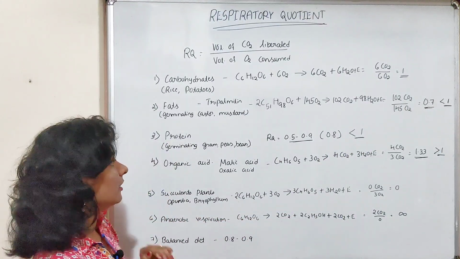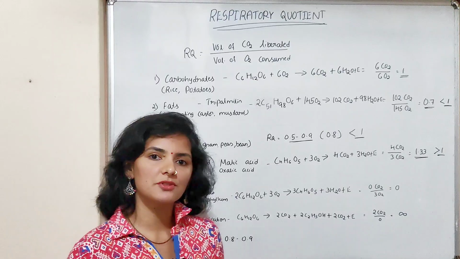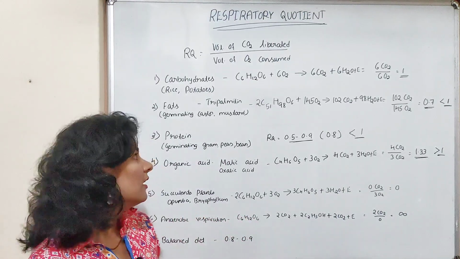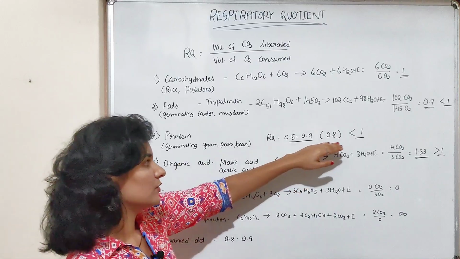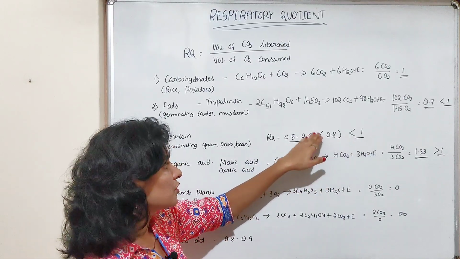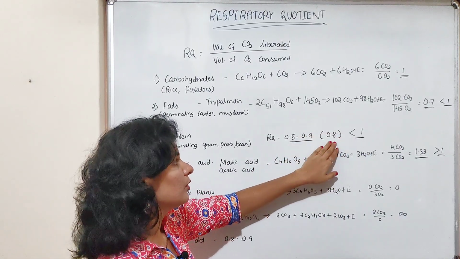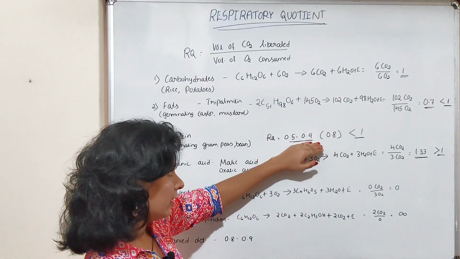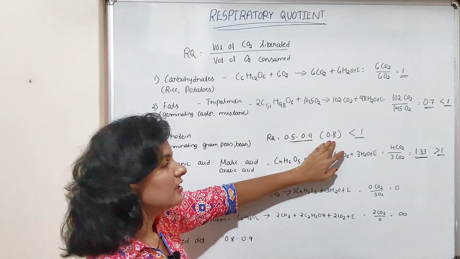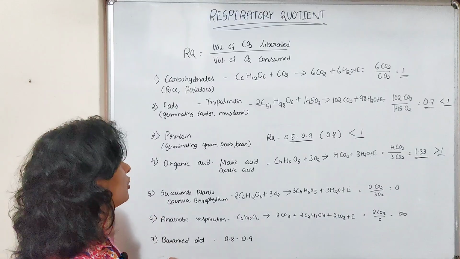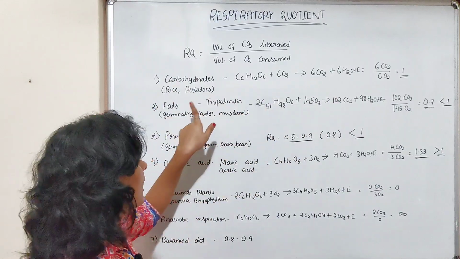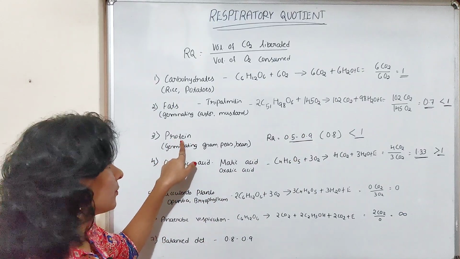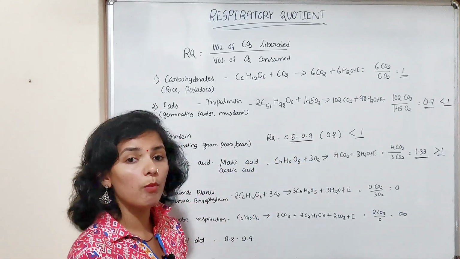Next one is protein. When you take a protein as a substrate during aerobic respiration, or when the proteins get oxidized, the RQ value of the protein is also less than 1. In most cases, the RQ value of the protein is 0.8, which ranges between 0.5 to 0.9, and in most proteins it is 0.8. So the RQ value of carbohydrate is 1. The RQ value of fat is less than 1, that is 0.7. The RQ value of protein is also less than 1, that is 0.8.